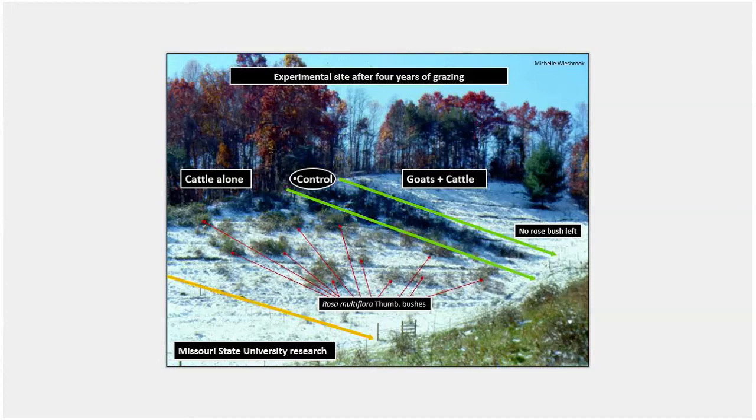The middle strip there is a control area, and you can see what the entire hillside would have looked like. Researchers said they couldn't even get in there to do vegetative transects to determine how many multiflora roses are still there. It was so dense. And if we go to the far right of the picture, you can see the area where they grazed both goats and cattle, and there are no multiflora rose bushes left. So I just think that is a really neat image and study to show to you.